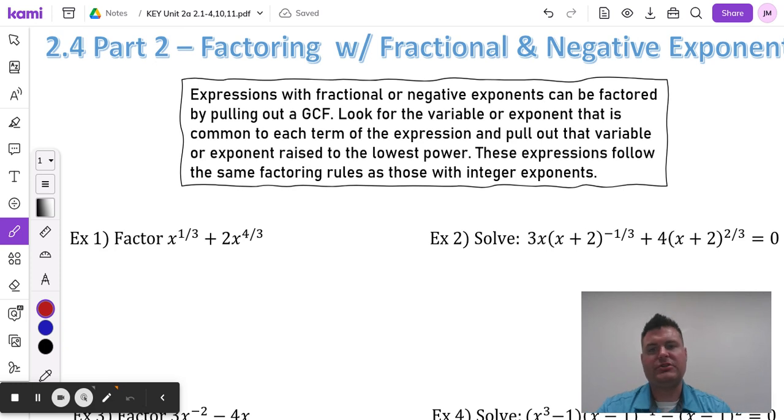Extra little part here, part 2. We're going to dive more into these exponents, and we're going to work on factoring with fractional and negative exponents. Something that's super helpful moving forward into your upcoming courses, such as calculus. So here we go. What is an expression that has fractional exponents? You can see that in example 1 right here, where we need to factor this.